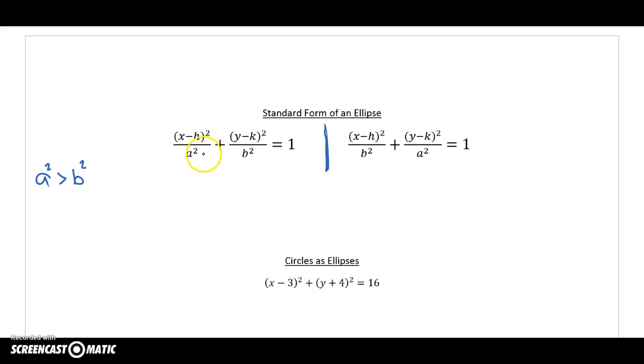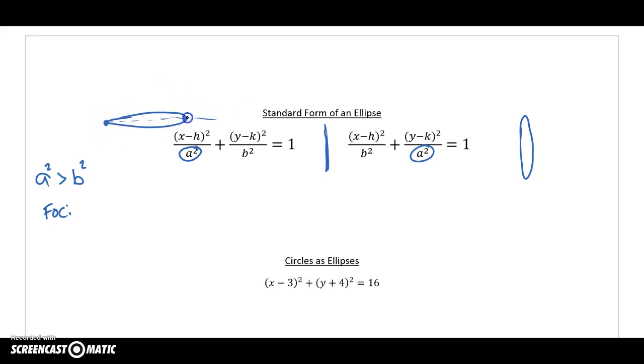So that means that this a squared is the bigger number. And what we talked about is if the bigger number is underneath your x, that's your horizontal variable, it's going to be an ellipse stretched horizontally. This one would represent an ellipse that is stretched vertically. In either scenario, when we talk about the foci, which were always along the major axis, so here's my major axis.